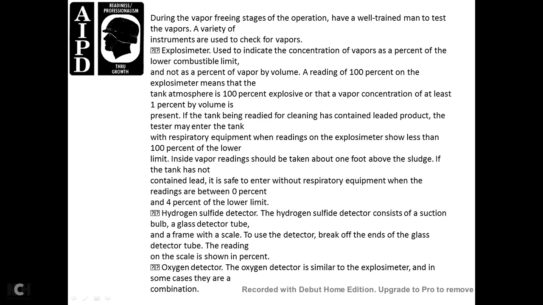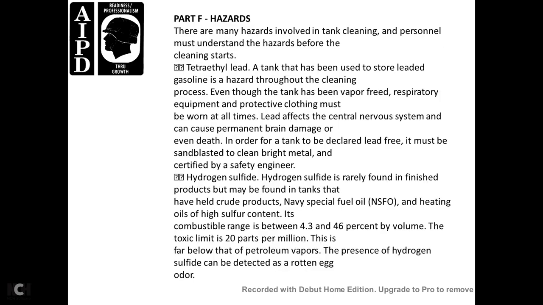Hydrogen sulfide detector: the detector consists of a suction bulb with a glass tube detector and a frame with a scale. To use the detector, break off the ends of the glass detector tube. The reading on the scale is shown as a percent. The oxygen detector is similar to the explosive meter. In some cases, they are a combination.